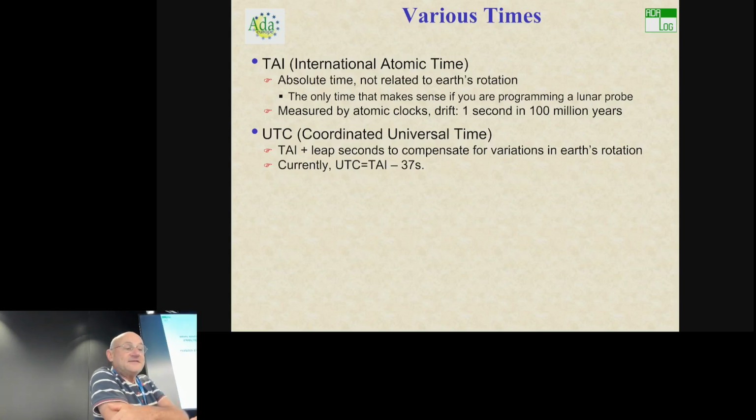Then you have UTC. We have a problem with the rotation of the Earth that causes leap seconds. I'll explain in more detail soon what leap seconds are. Sometimes you add a second to the time to compensate for slight variation in the speed of Earth's rotation. Currently, UTC is the same as TAI minus 37 seconds. So if you ask a TAI clock what time it is, there will be a difference of 37 seconds to a clock that is UTC. That's the only difference between the two.